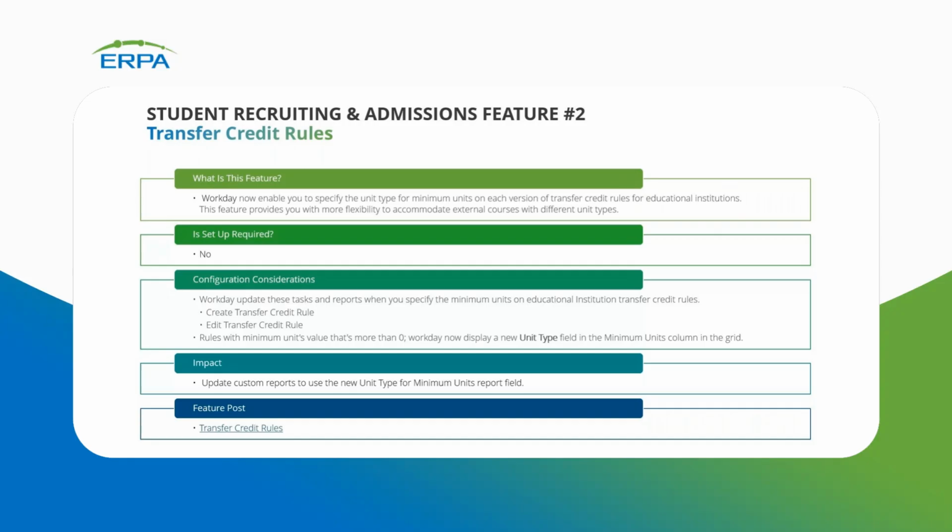Workday updates the tasks called create transfer credit rule and edit transfer credit rule to display a new unit type field in the minimum column of the grid. So we'll see that in the screenshot.